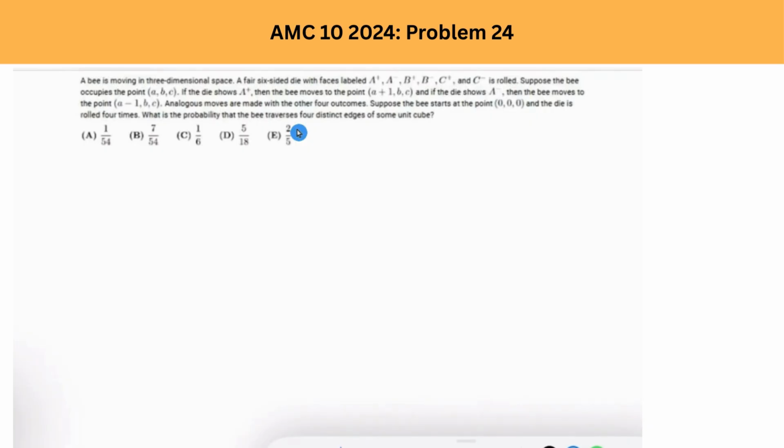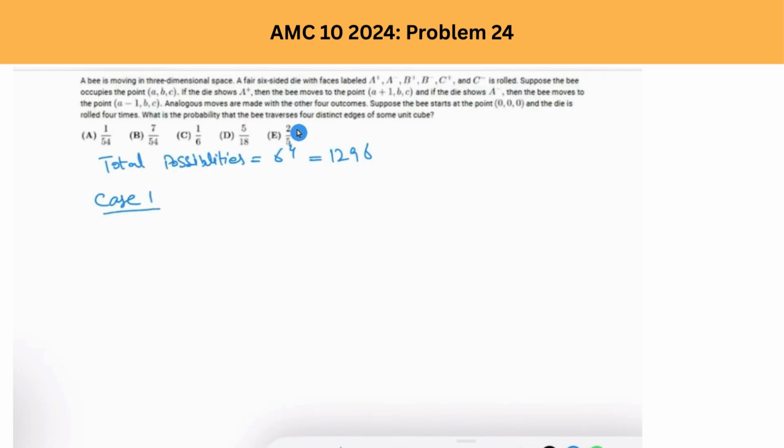So for this problem, the total possibilities that we have are 6 to the power 4, right? And if we solve this, then we will get 1296. So these are the total possibilities that we have. But now in order to answer this question, we can solve it by using casework. So let's make the first case.